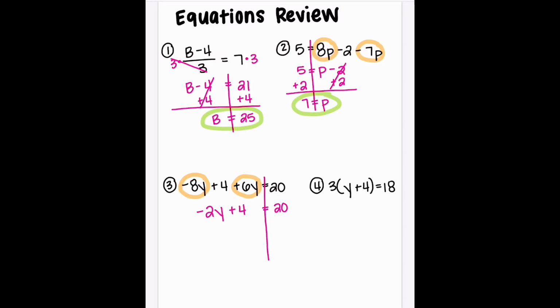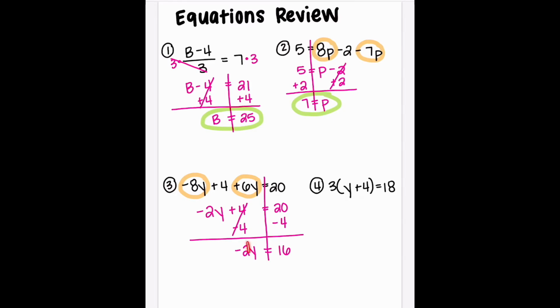To isolate this y, first we need to move the positive 4. Then we can split the negative 2 away from the y. So first, we'll do the inverse of adding 4. Bring down the negative 2y and the equal sign. 20 minus 4 is 16.